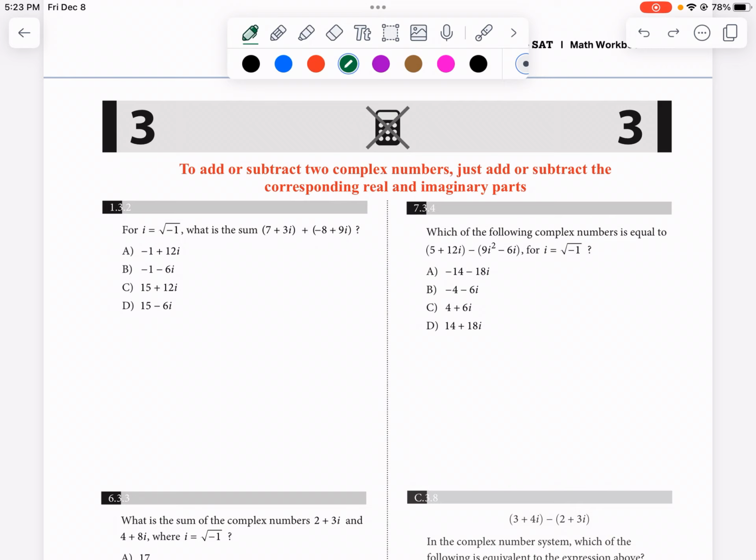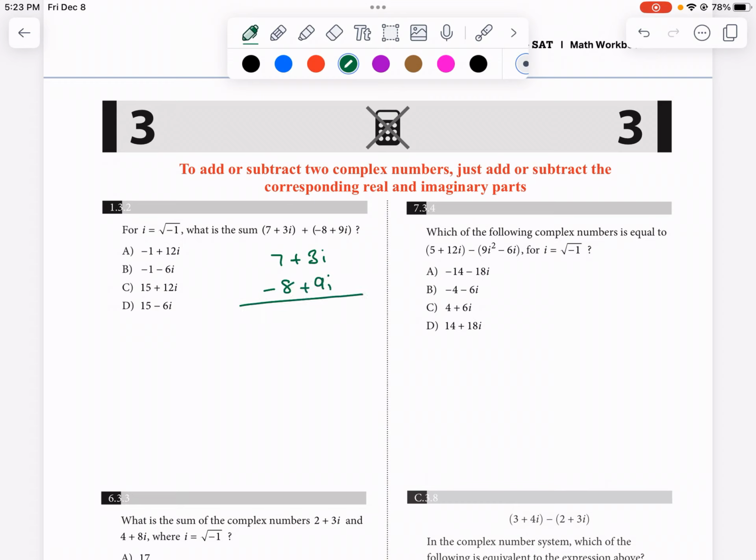First question, for i equal to the square root of -1, what is the sum 7 plus 3i plus -8 plus 9i? So we can write them here: 7 plus 3i, and the other group of numbers, -8 plus 9i. We can write them in the vertical form, -8 and plus 9i.